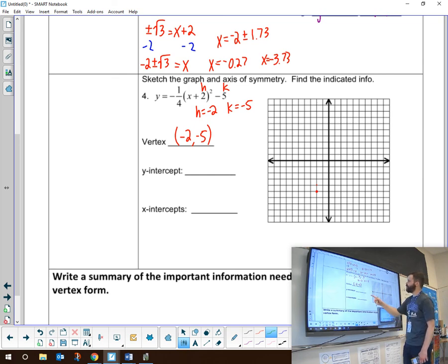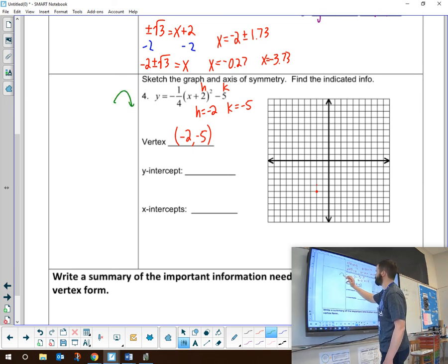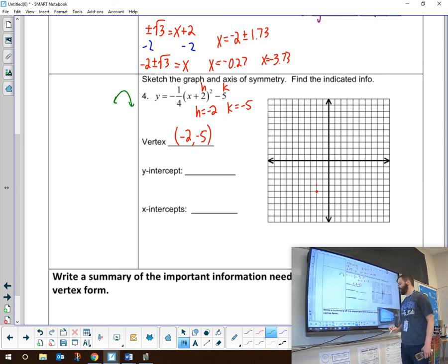And we know that we are opening down on this one. I also know something else: even though we're opening down, it's going to be at 1/4. So we're going to have a vertical compression. So we're going to compress, and we're going to go out all the way, down 1, out 4, down 1, out 1, 2, 3, 4. And so it's going to go all the way out here like this, and all the way out here.